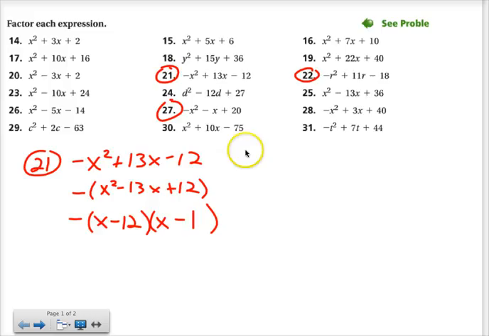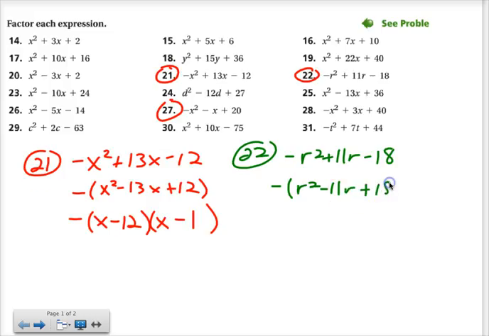Then number 22, same type of problem. So we're going to factor that negative out from in front. And then 18 is not a perfect square. There's nothing fancy going on there. So I start thinking r times r is going to give me r squared. Two numbers that multiply to positive 18 and add to negative 11.